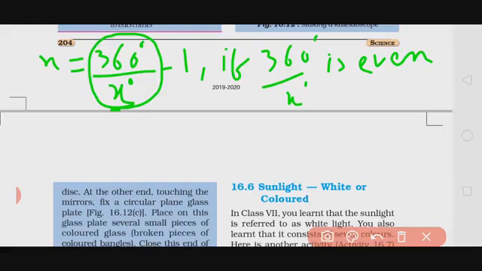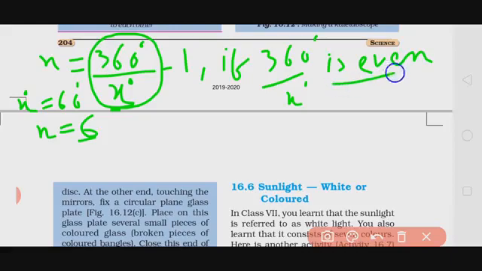If 360 degrees divided by x is even, for example, if you place the two mirrors at a 60 degree angle, where x means the angle, so x is equal to 60 degrees, then the number of images formed is 360 divided by 60, which is equal to 6. The number of images is N equal to 6, but this N is even.